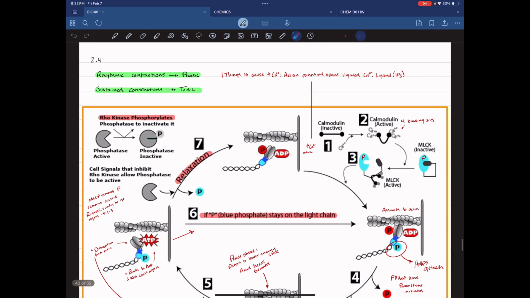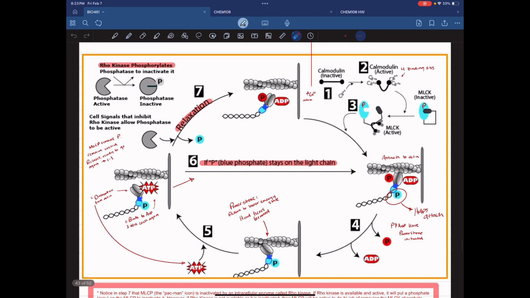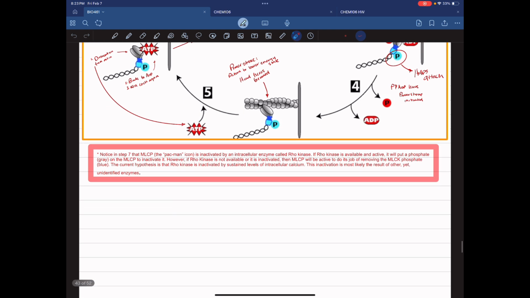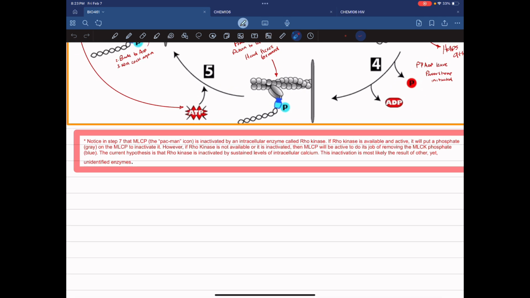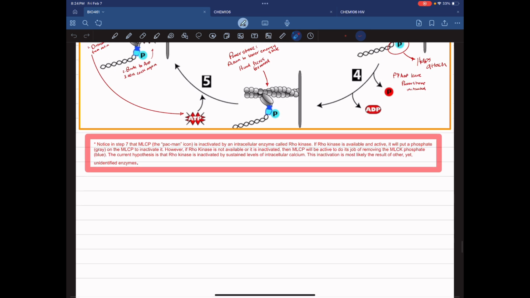Okay, so next we're going to be talking about tonic. Something important to remember: this MLCP right here, highlighted in red. If rho kinase is available and active, starting right here, it will put a phosphate on the MLCP to inactivate it. However, if rho kinase is not available or it is inactivated, then MLCP will be active to do its job of removing the MLCK phosphate. Now, what activates rho kinase?